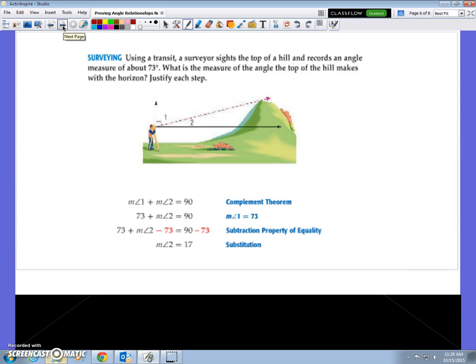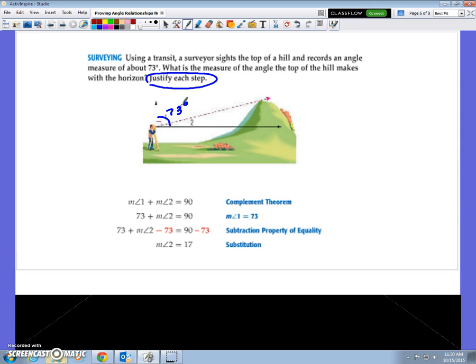Using a transit, a surveyor sights the top of a hill and records an angle measure of about 73 degrees. What is the measure of the angle at the top of the hill with the horizon? Justify each step. When you see that, once again, I want to make sure you know that means you need to make a proof. The transit is telling me that this angle right here, angle 1, is 73 degrees.